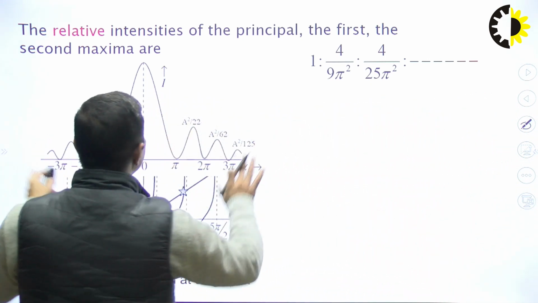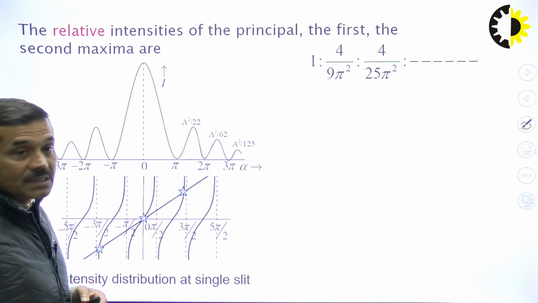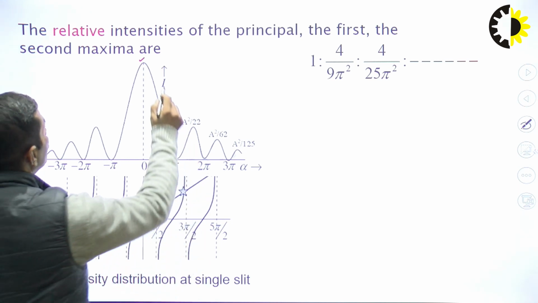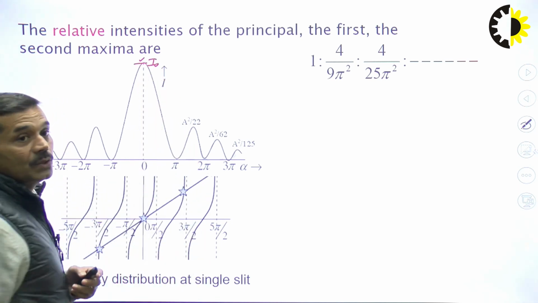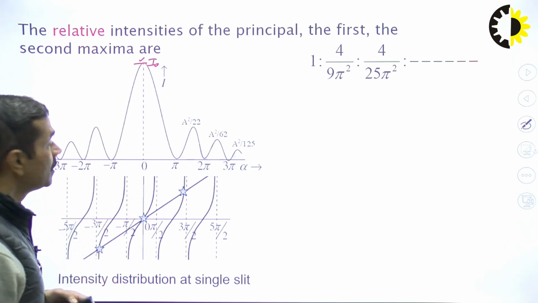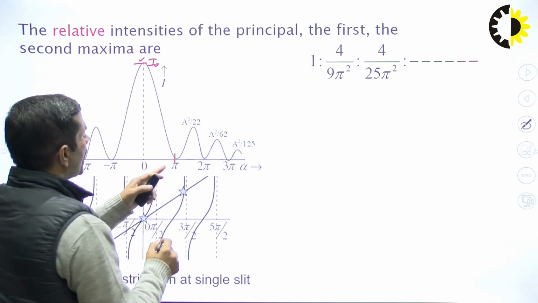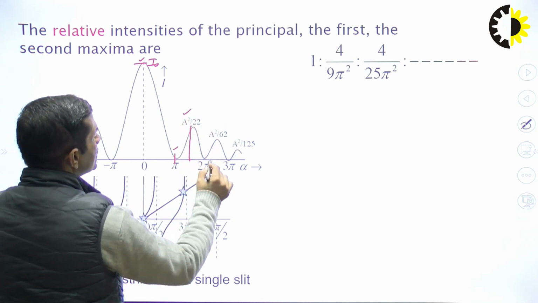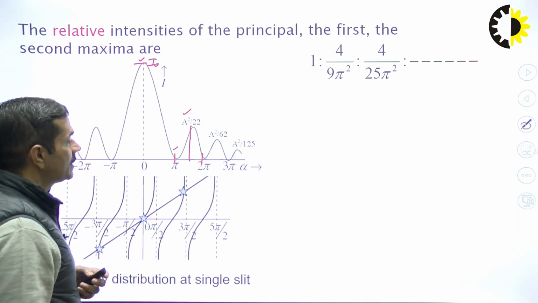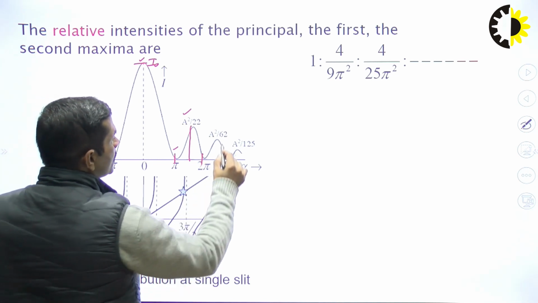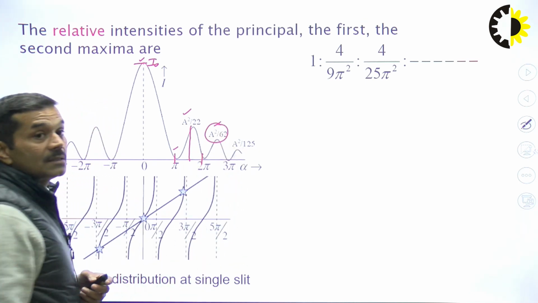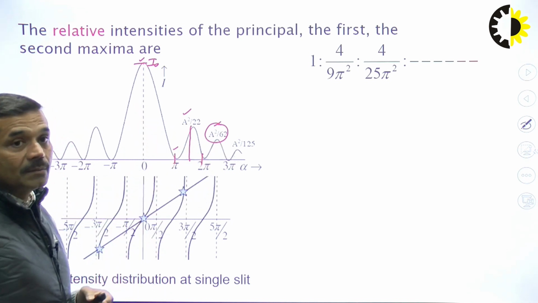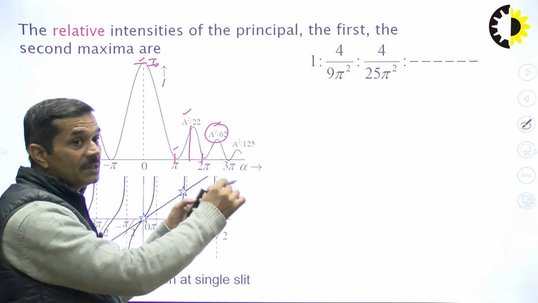This graph shows the relative intensity pattern due to the single slit. Here we can see that at the center the intensity is maximum, so the intensity at the center will be I naught, representing the intensity at the central maximum. Then for pi it will be the first minimum, and this point will represent the intensity at the first secondary maximum. Then 2 pi will represent the next minimum, and so on, and this will represent the intensity at the second secondary maximum. So you can see the intensity at the other maxima decreases drastically.